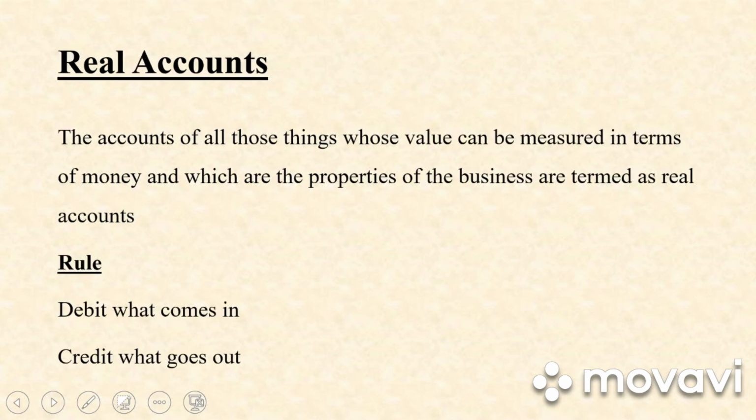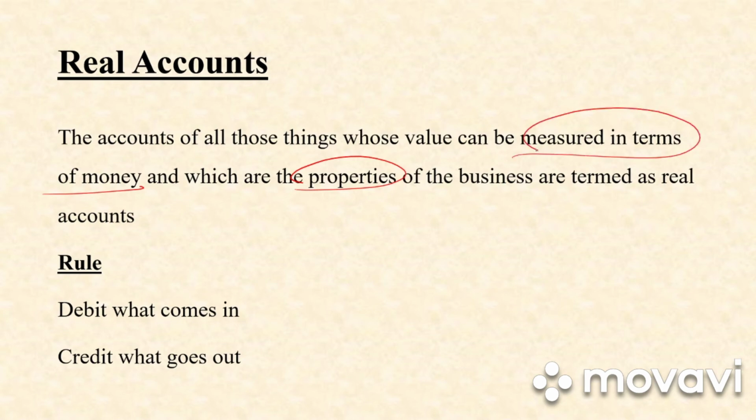Next we have real account. The accounts of all those things whose value can be measured in terms of money and which are the properties of the business is known as real account. So properties of the business can be furniture, machinery, all your tangible assets, intangible assets. Then it is measured in terms of money. So your cash account, your bank account, all these also will be your real account. So real accounts are divided into tangible and intangible.